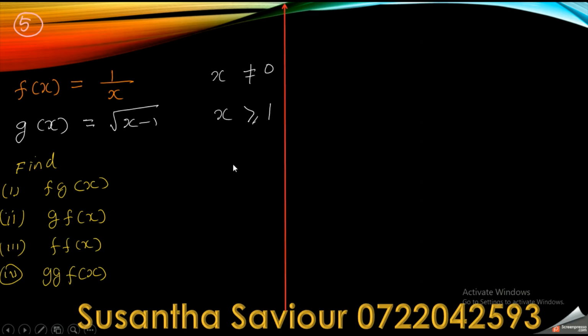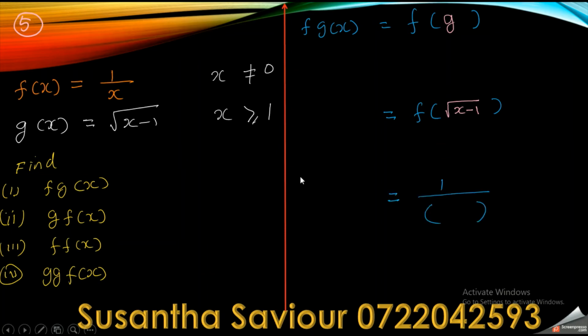First one, f(g(x)). f(g(x)) is inside the function f you apply g. g means root of x minus 1, and then in the f you apply g, 1 over root x minus 1.